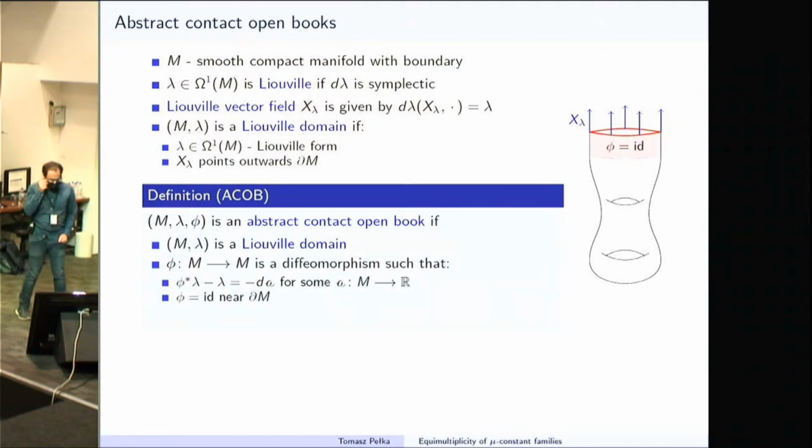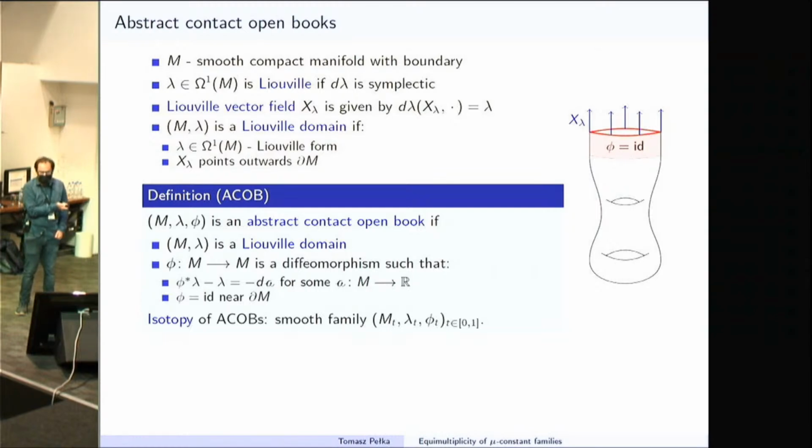And now I say that the triple M, lambda, phi is an abstract contact open book if M, lambda is a Liouville domain, and the symplectomorphism phi is exact in this sense, and is the identity near the boundary. So this definition, which is due to MacLean, abstracts precisely the properties of the monodromy that we want, but has the advantage that I can define what is an isotopy of abstract contact open books: it's simply a smooth family. And this is the right equivalence relation that I will use.